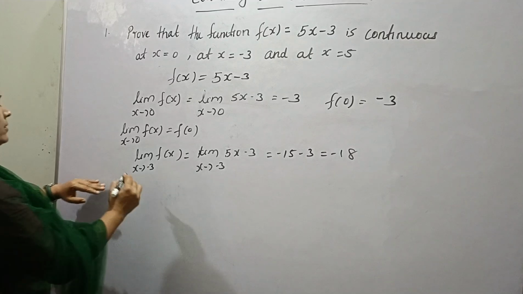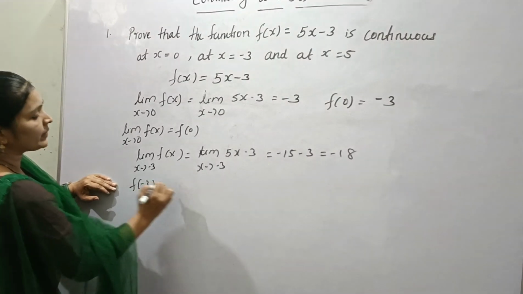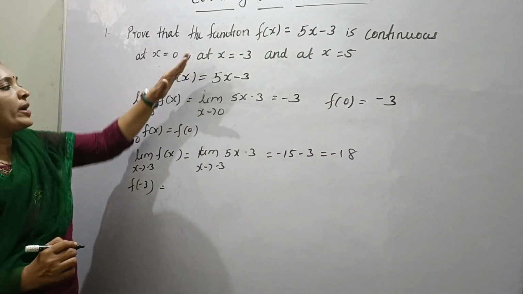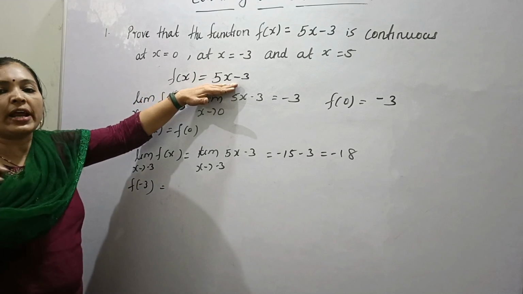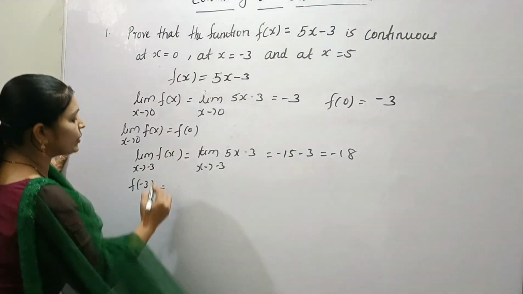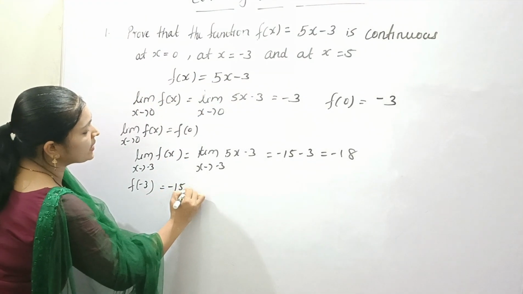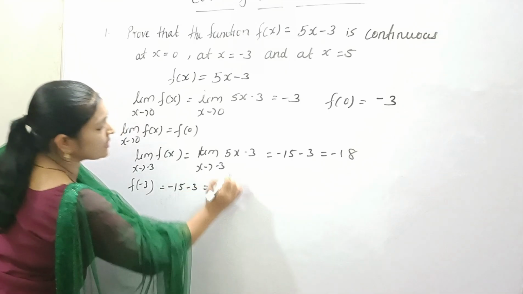Right? So, next, we will find f of minus 3. F of x is this one. What is f of minus 3? In place of x, we write minus 3, right? So, substitute x is equal to minus 3. So, here also minus 15, minus 3, that is minus 18.